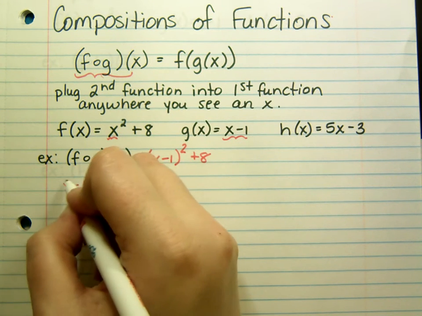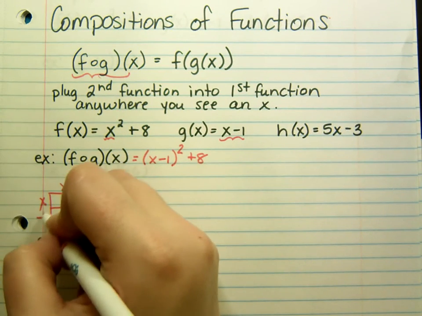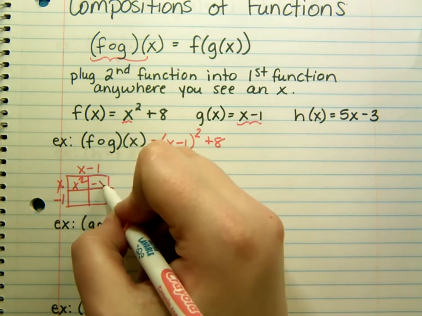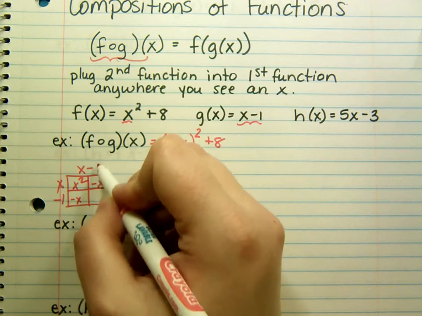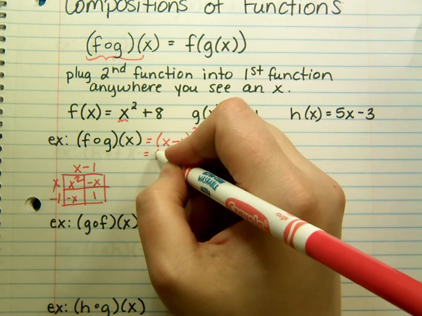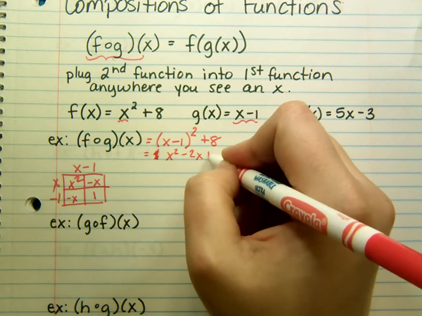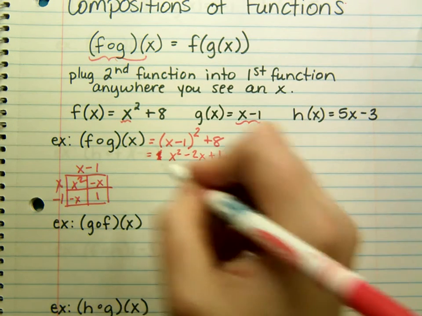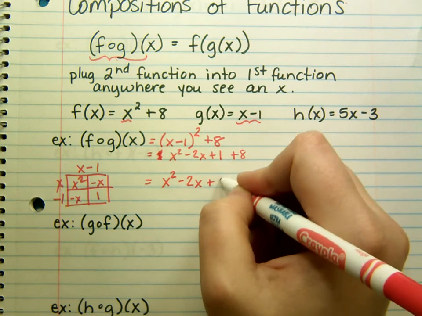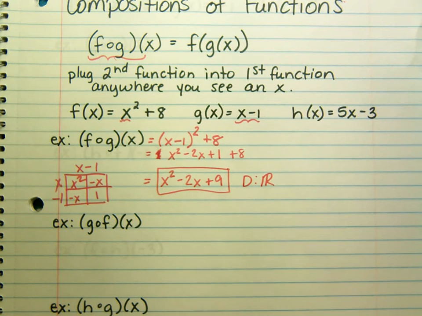means you multiply it by itself. I'm going to use the box method on this one just because I can. X times x is x squared. X times negative 1 is negative x. Same here. Negative 1 and negative 1 multiplied to be 1. So this means I have, and I don't need parentheses anymore, I have x squared minus 2x plus 1 and then plus 8. So altogether, x squared minus 2x plus 9. It's a quadratic, so my domain is all real numbers. There's no restrictions in this domain.